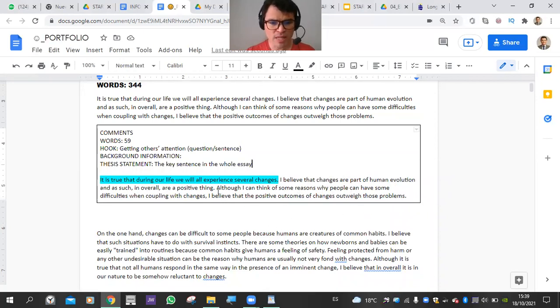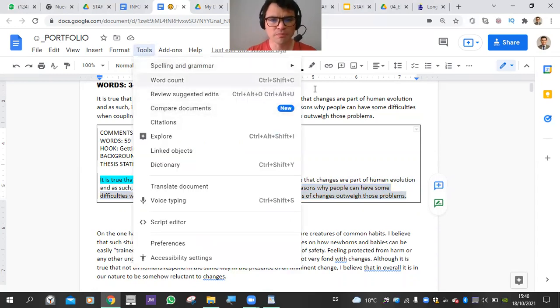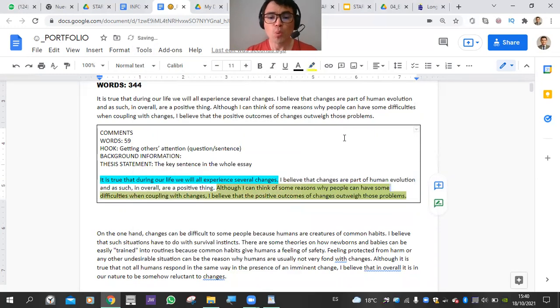If I'm not mistaken, this should be the thesis statement. Although I can think of some reasons why people can have some difficulties when coping with changes, I believe that the positive outcomes of changes outweigh some problems. So this is the writer's opinion. Okay, we are not making corrections on English spelling at this point. We want to focus on organization.